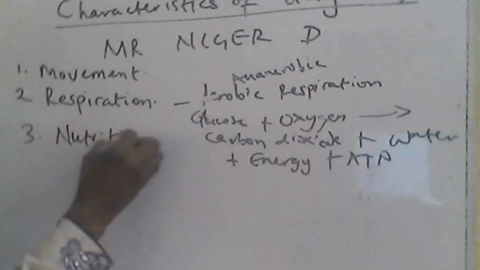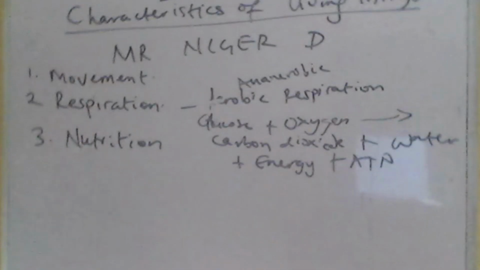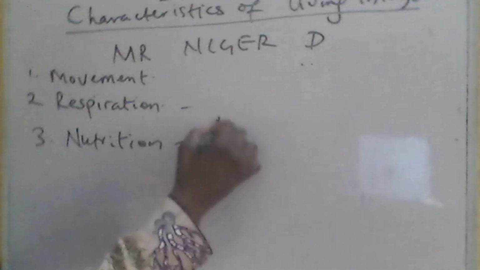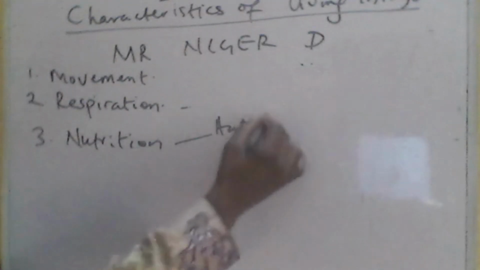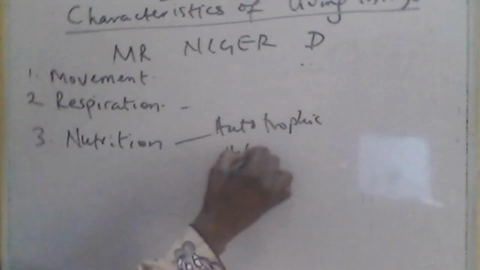So all living things take food. We'll go into nutrition, and nutrition is the process by which living things obtain and use food substances. So types of nutrition include autotrophic nutrition and heterotrophic nutrition. Okay, so let me take this off and break it down. I have autotrophic nutrition and heterotrophic nutrition.